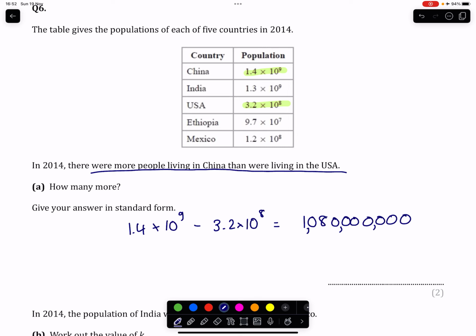If we then convert that into standard form, because that's what the question wants, we're going to have 1.08 as our digit at the beginning. Our times 10 is going to be a positive power because this is a large number, and we have to jump a total of 9 places to get our decimal point from the end of the number to in between 1 and 0.